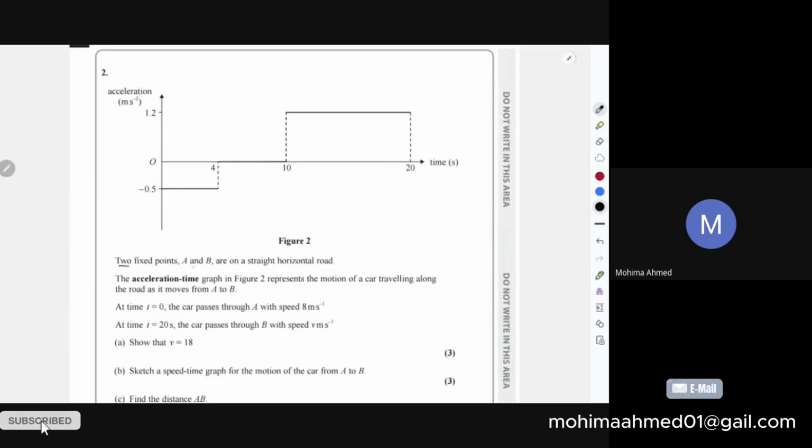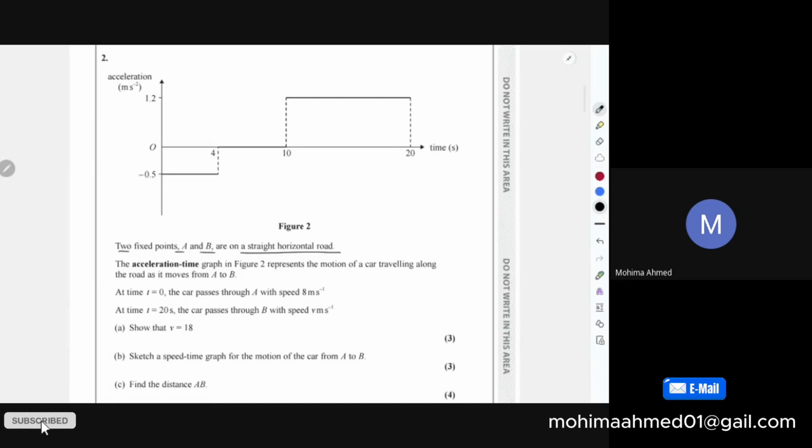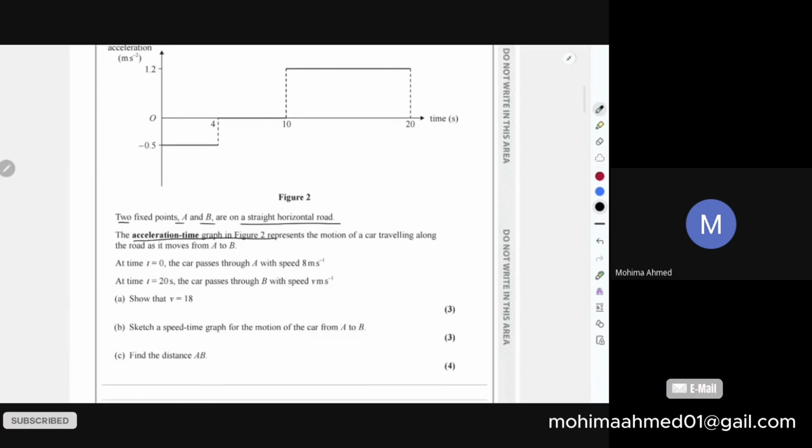It says that 2 points A and B are on a straight horizontal line, and the acceleration time graph in figure 2 represents the motion of a car traveling along the road as it moves from A to B. At time t0, the car passes through A at a velocity of 8. This is the initial velocity. After 20 seconds, the car passes through B at a velocity of V. Show that the velocity was V.